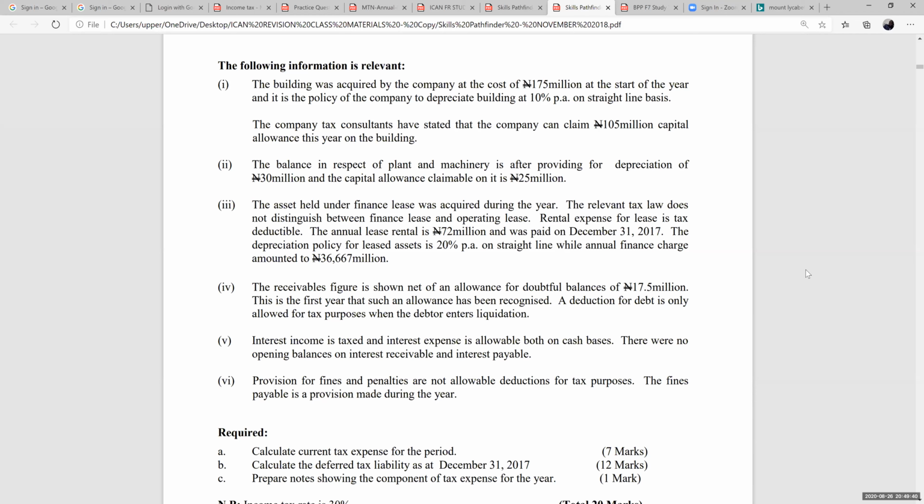Required: A, calculate current tax expense for the period. B, calculate the deferred tax liability as at December 31st, 2017. C, prepare notes showing the components of tax expense for the year.